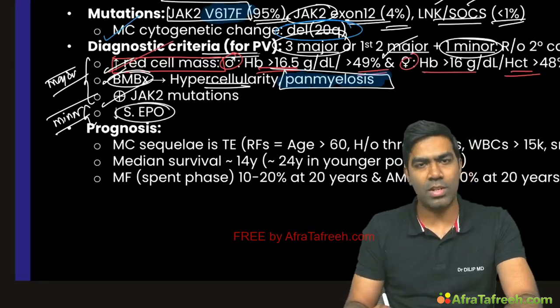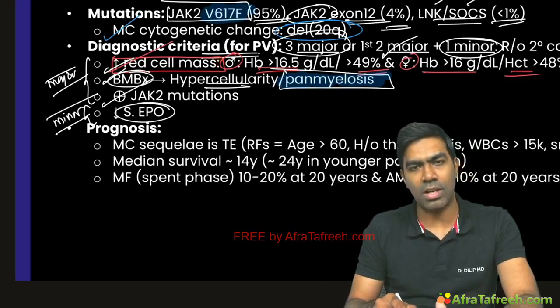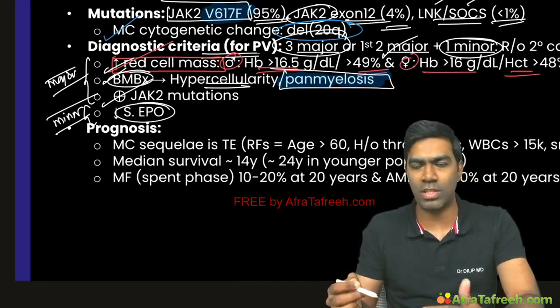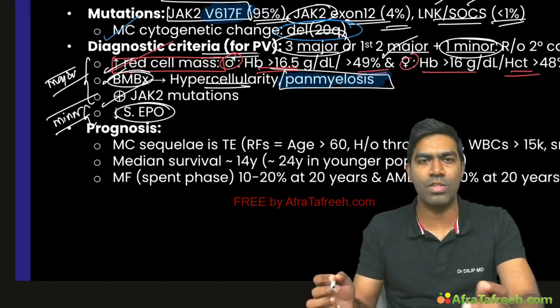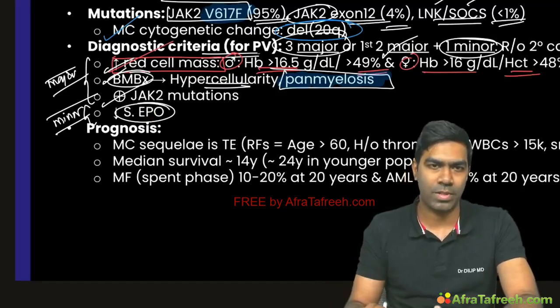Minor criteria is reduced serum erythropoietin, which means what I'm trying to prove is increased RBC mass is occurring without any physiological stimulus. If it's a physiologically mediated increased RBC mass, the erythropoietin level should be high. But here it will be suppressed because it's a primary polycythemia.